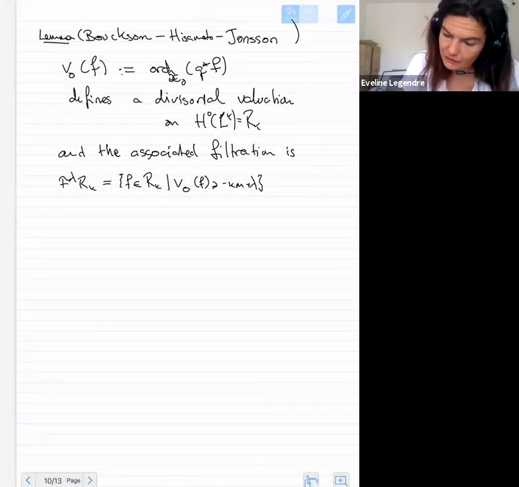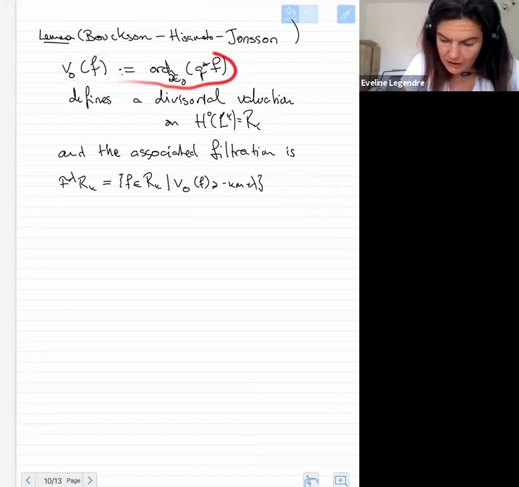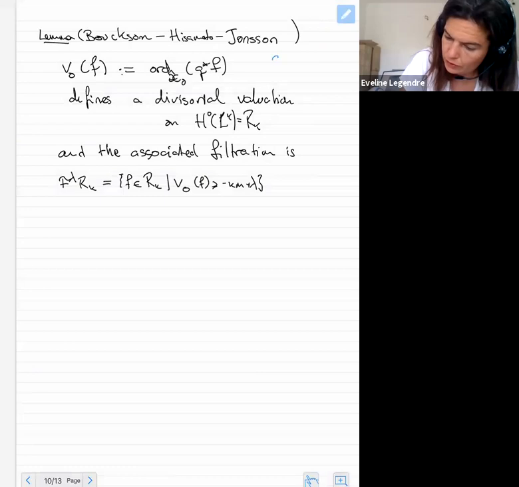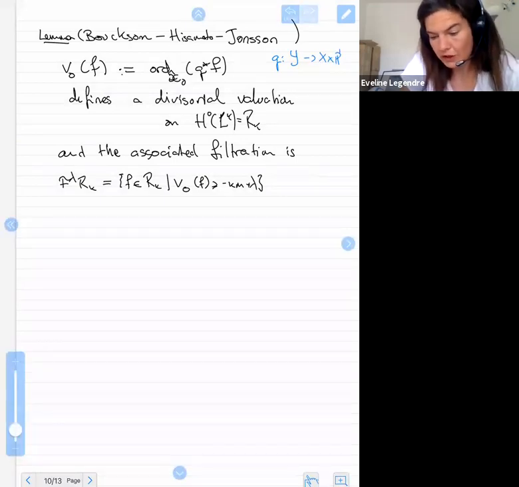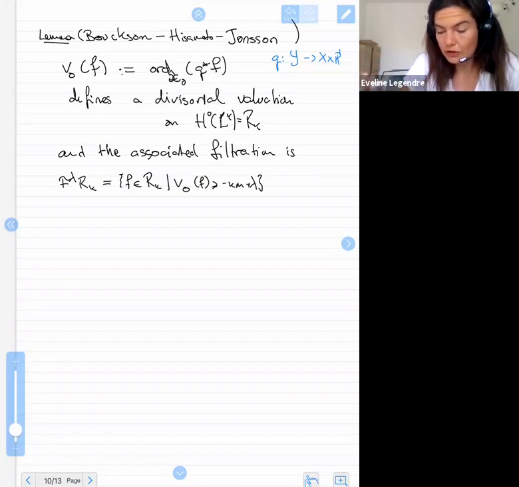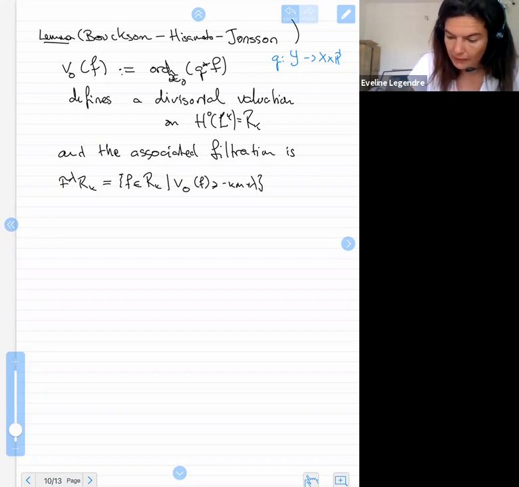They proved that if you define that thing, if you pick a section of L^k over X and then you take its pullback to Y, remember that q was the map from Y to X times P^1, then actually it defines a divisorial valuation. Actually, Boucksom, Hisamoto, and Jonsson were working in a more general setting, for more general test configurations. But in the case we have, we can use it this way.